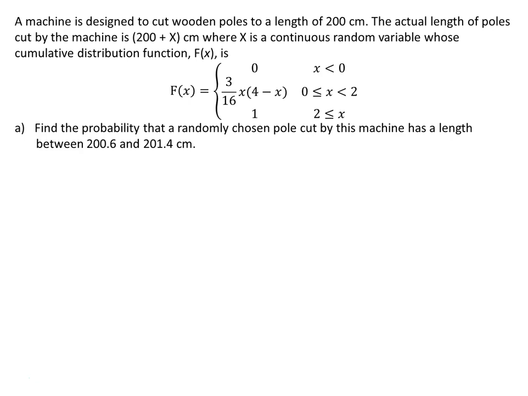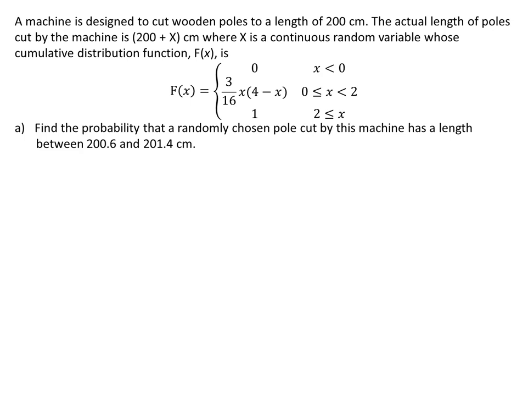For the first example, we've got a machine which is designed to cut wooden poles to a length of 200 centimeters. The actual length of the poles cut by the machine is 200 plus x centimeters, where x is a continuous random variable whose cumulative distribution function, F(x), is given by F(x) = 3/16 x(4 - x) for values of x between 0 and 2. If x is less than 0, F(x) is 0, and if x is bigger than 2, then F(x) is 1.